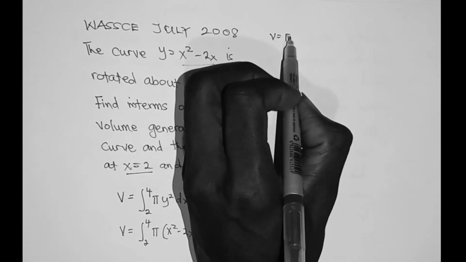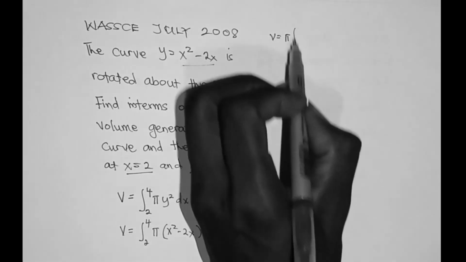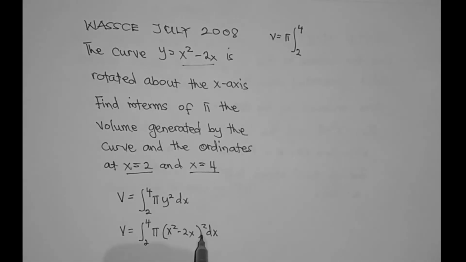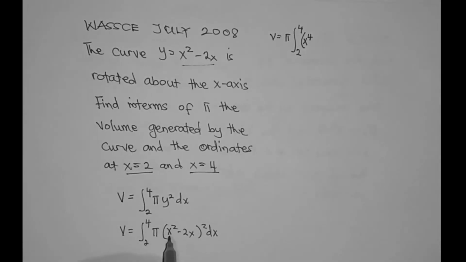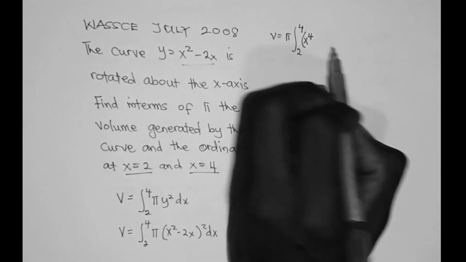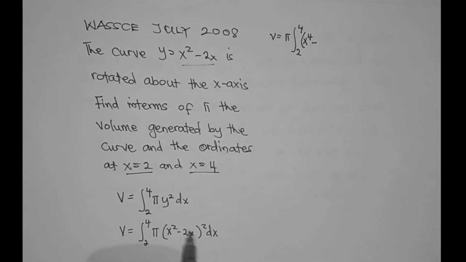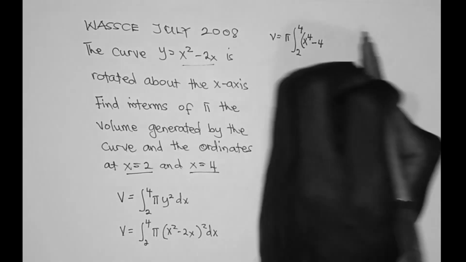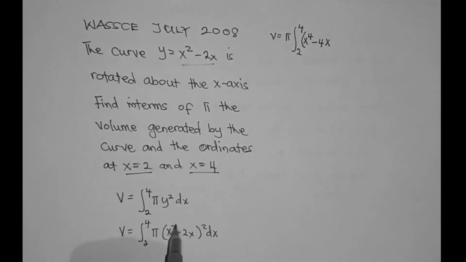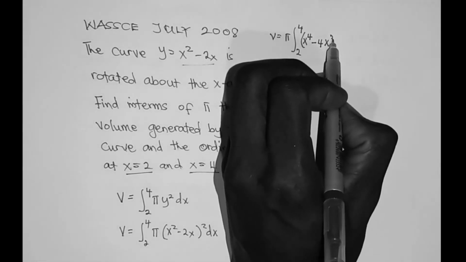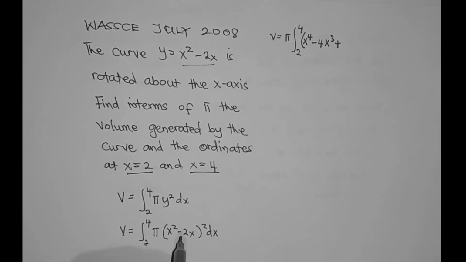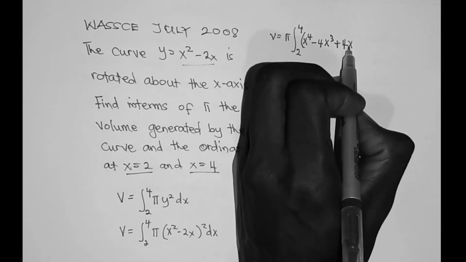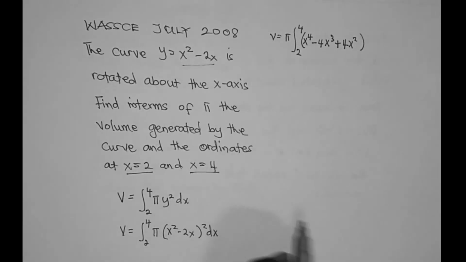So this is pi times the integral from 2 to 4 of: x squared squared becomes x to the power 4, then 2 times x squared times minus 2x becomes minus 4x, with exponent 2 plus exponent 1 being exponent 3, then plus (2x) squared becomes 4x squared, dx.